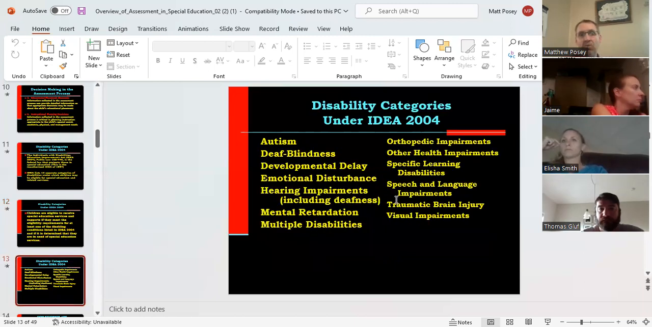Here are the categories under IDEA that it just mentioned. So you have autism, deaf-blindness, developmental delay, and a lot of times we use that when they're younger until they get around 10 years old. I mentioned emotional disturbance, the ED category, hearing impaired, including deafness. Actually, this is an older slide. It no longer uses the MR term. That's ID, intellectually disabled, now.